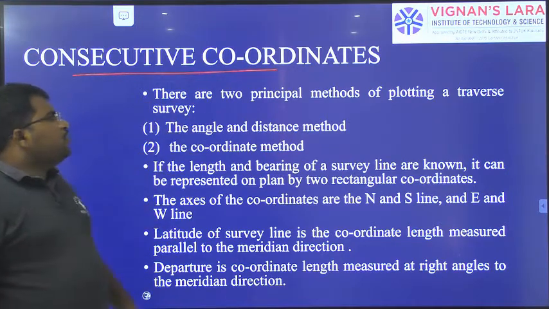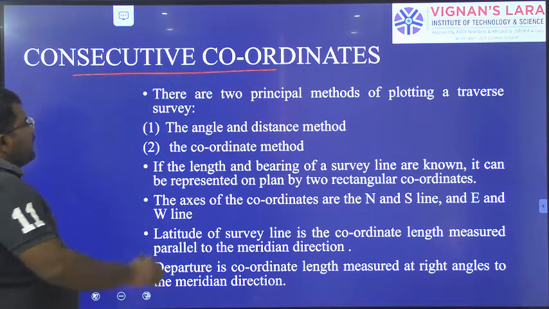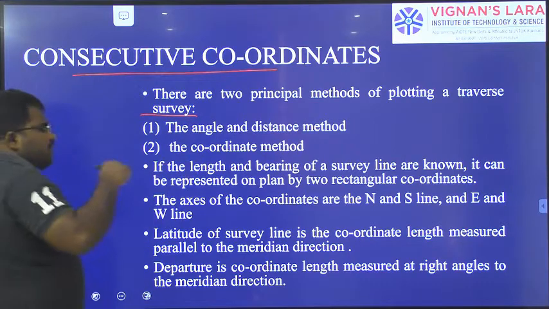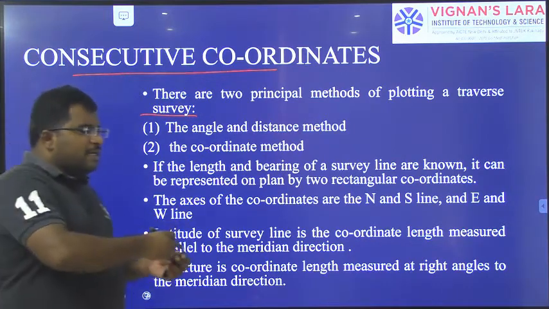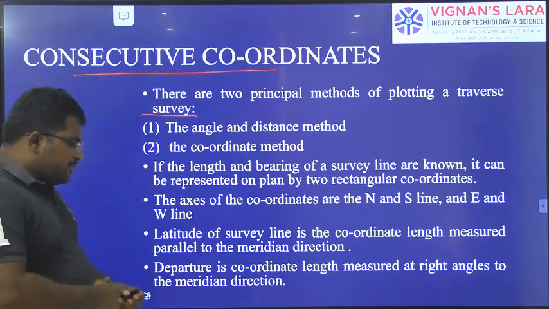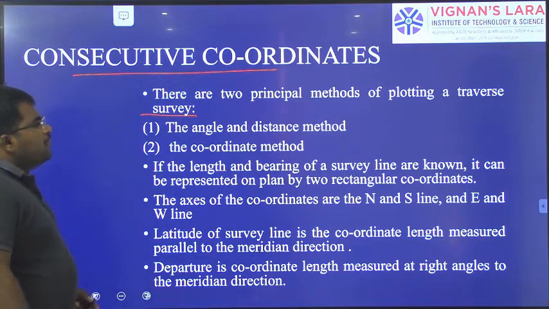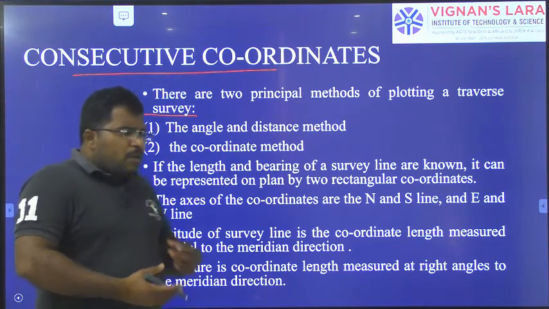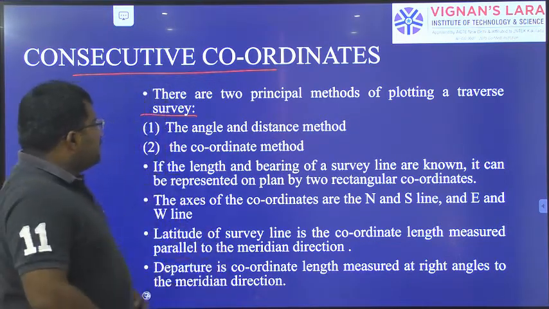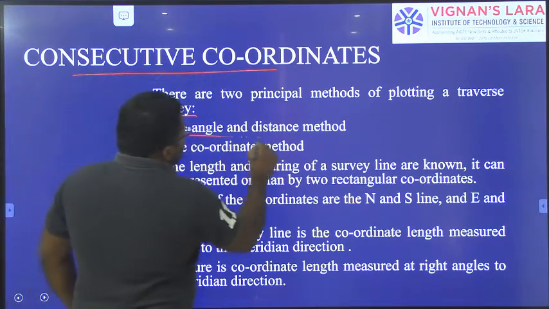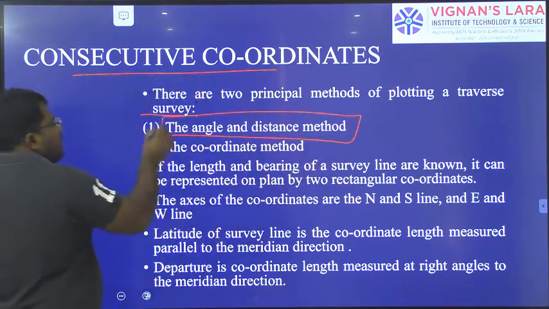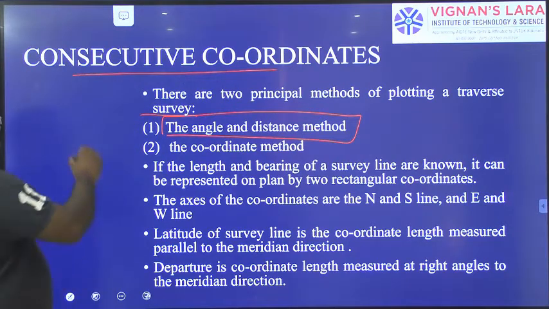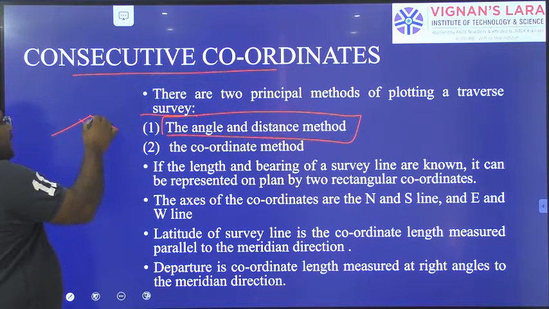There are two principal methods of plotting a traverse. After your traverse survey, whatever lengths and directions you take are going to be plotted on a plan with the help of two methods. One is the angle and distance method. This method we already know: by giving the length and the angle, we note down the point.